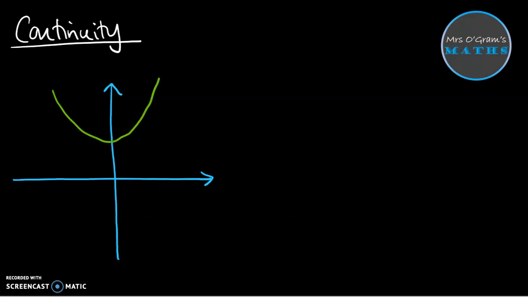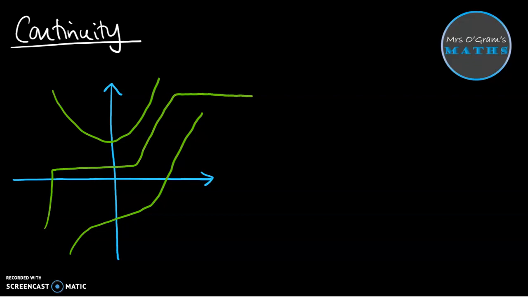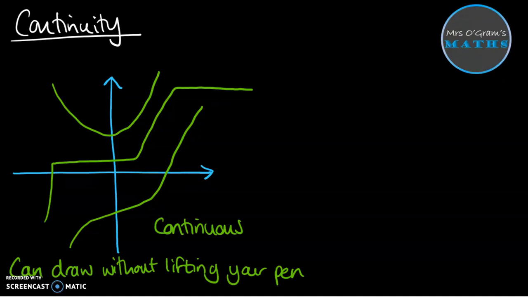So we might have possibly a quadratic, or you might have a cubic, or you might have a graph that's doing all sorts of things as long as there's no break in it. All of these are continuous, and they can be drawn without lifting your pen off of the paper.